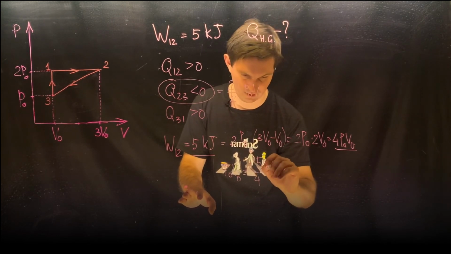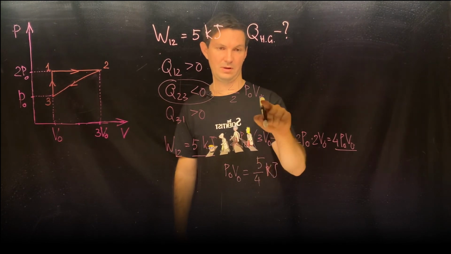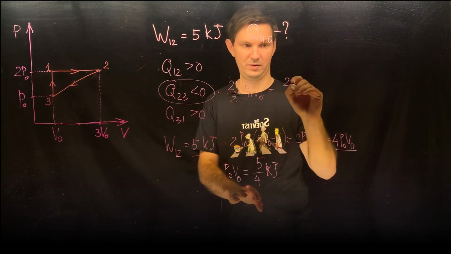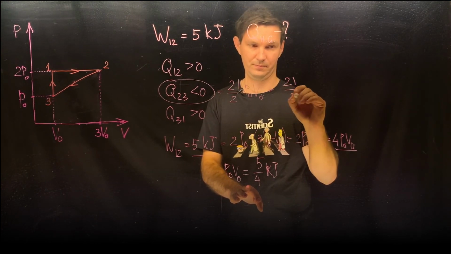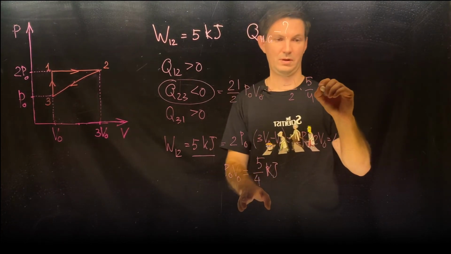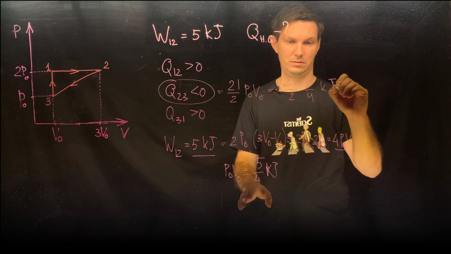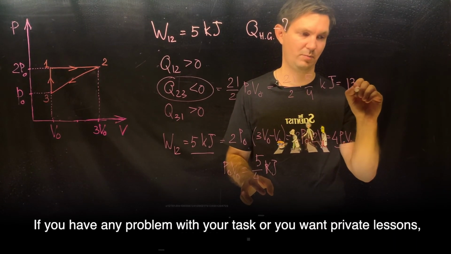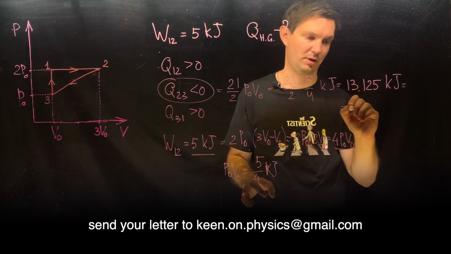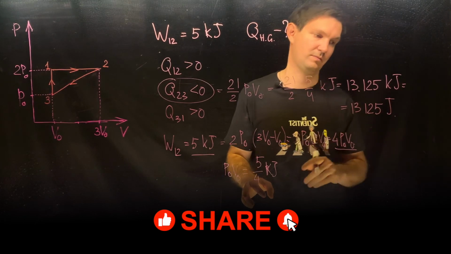Sorry, kilojoules. And let's substitute 5/4 into this equation, and it is 21/2 times 5/4 kilojoules, and the answer is 13.125 kilojoules, or it is 13,125 joules. Okay, congratulations.